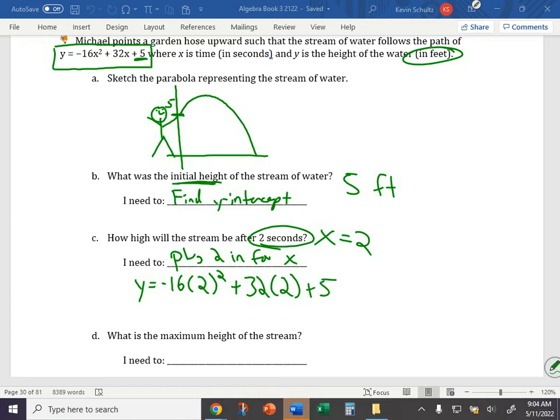If I asked for the height of the water after 8 seconds, what would you plug in for x? 8. If I asked for it after 12 seconds, you plug in 12. And how you know you're plugging it in for x is, again, back at the start, you're told what the x variable represents. X represents the time. So if you're given the time, you know you're being given the x variable, the x value.